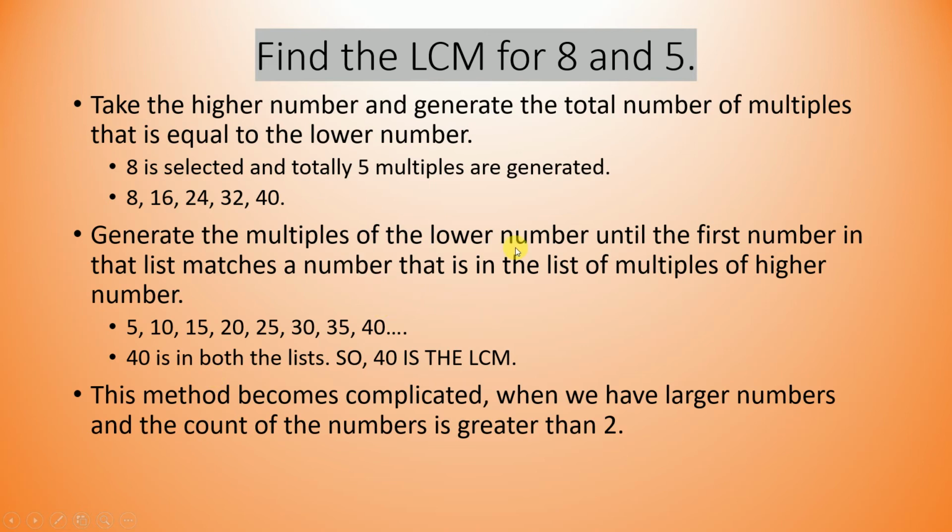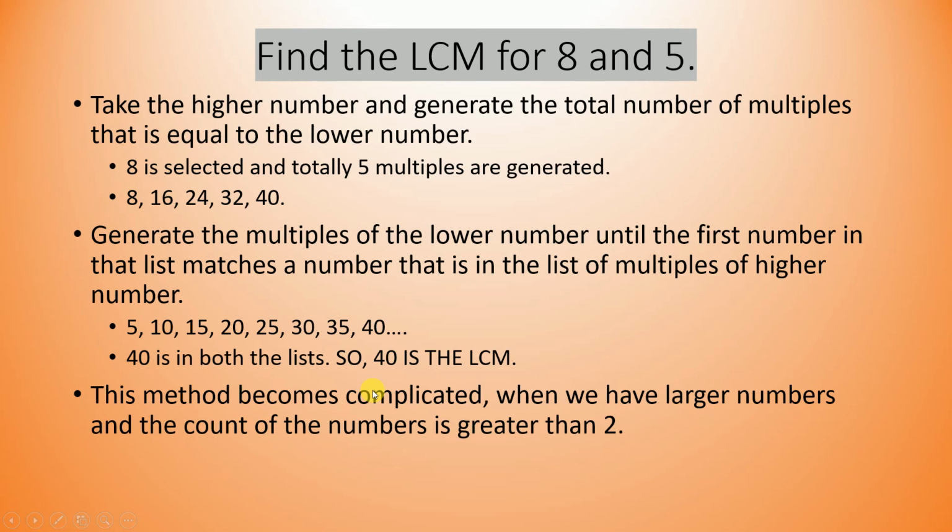Now generate the multiples of the lower number until a number in that list matches a number in the previous list. This is the first list, the 5 multiples of 8. Now you take 5, you start generating the multiples: 5, 10. While generating each number, check if that number is in the previous list. If that number is in the previous list, then that is the least common multiple. So obviously when you reach 40, then you have the common multiple. This 40 is present in the previous list also. So 40 is the LCM.